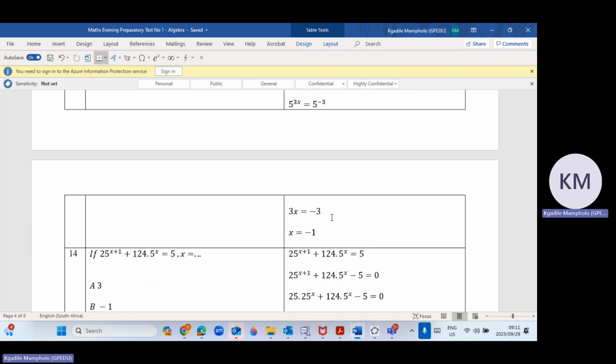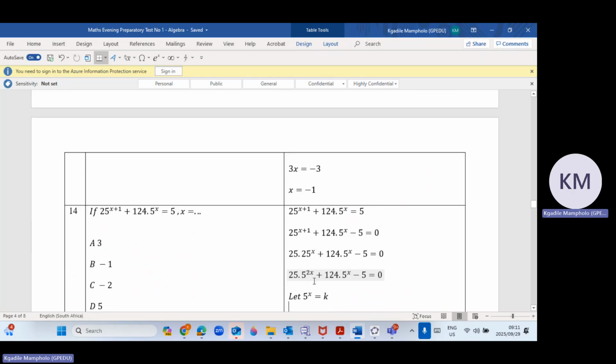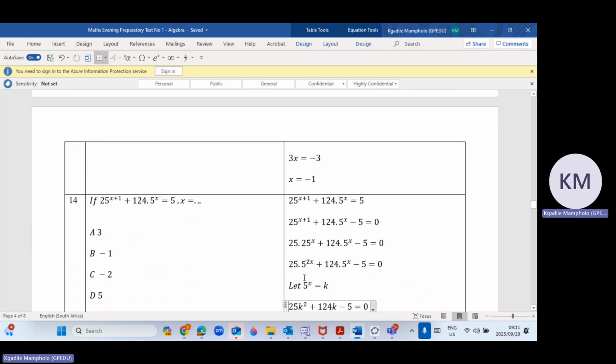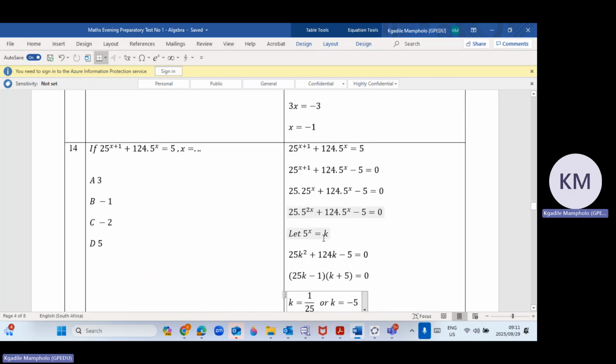Now let's look into number 14. In number 14, if you change this, you can see that when you break this down, you have half to the power 2x, but here you have half to the power x. Whenever you have an exponent that is half of the one in the other term, you must know that it's a trinomial, because here is 5, here is also 5, but here is 2x, here is x. Then x is half of 2x.